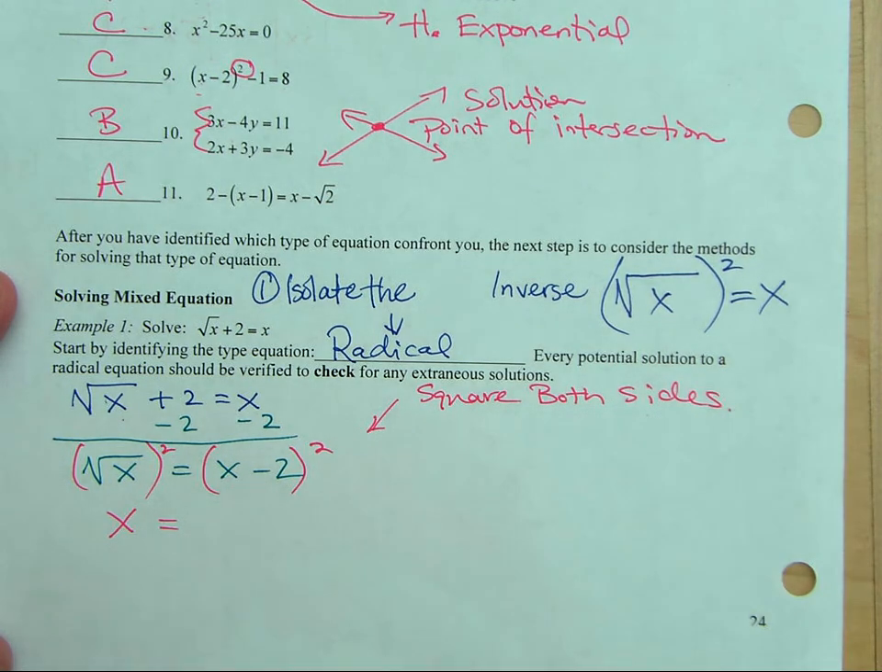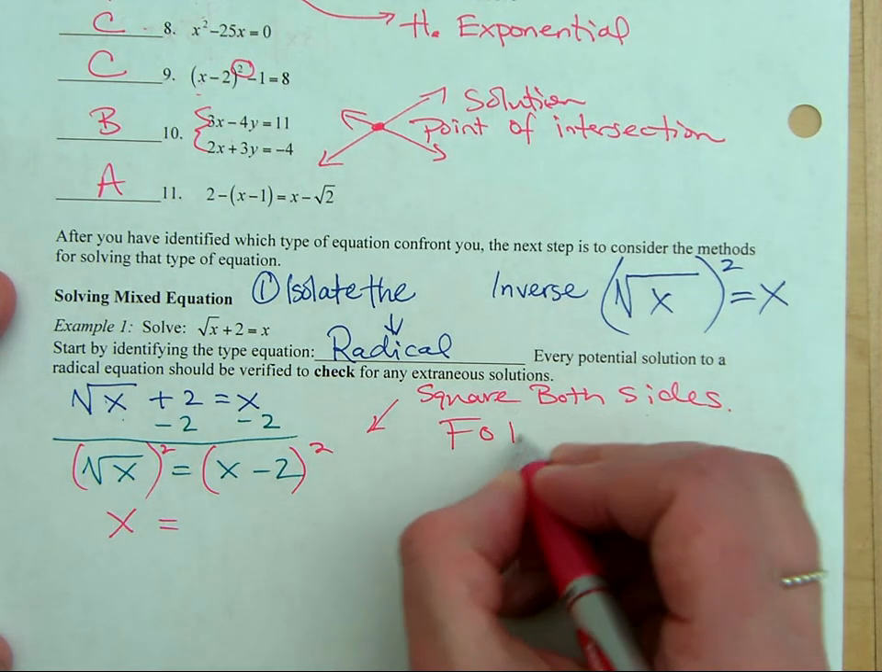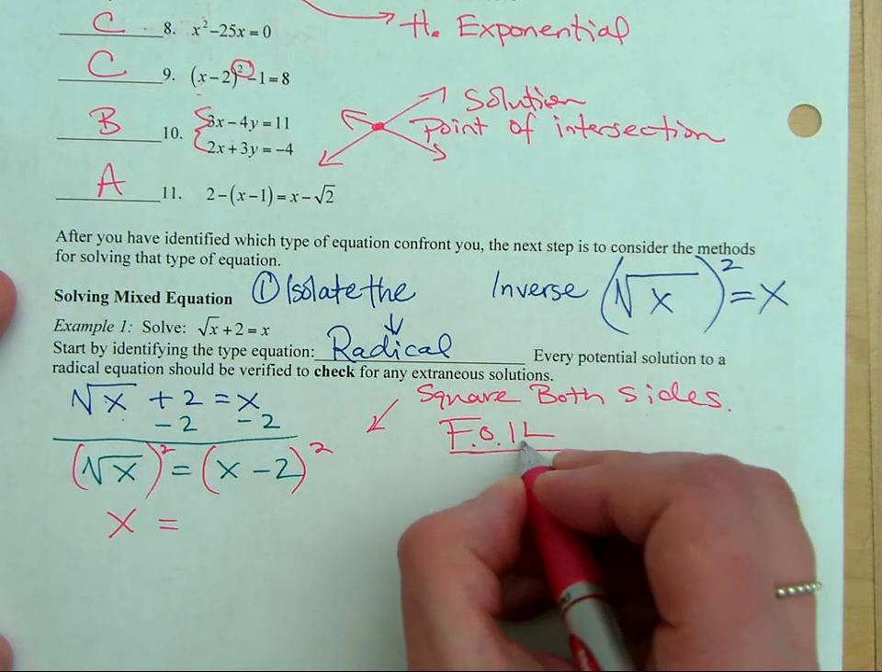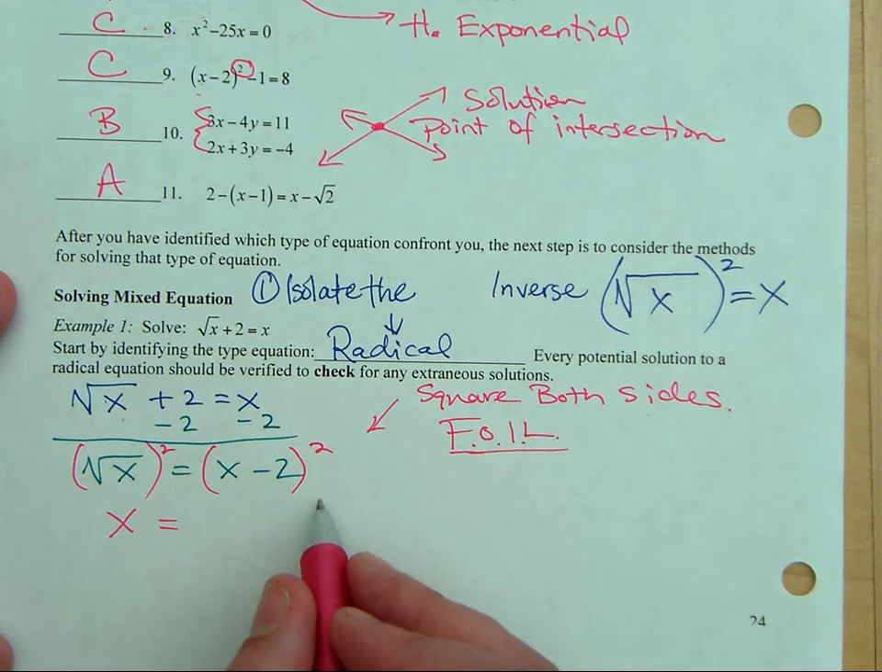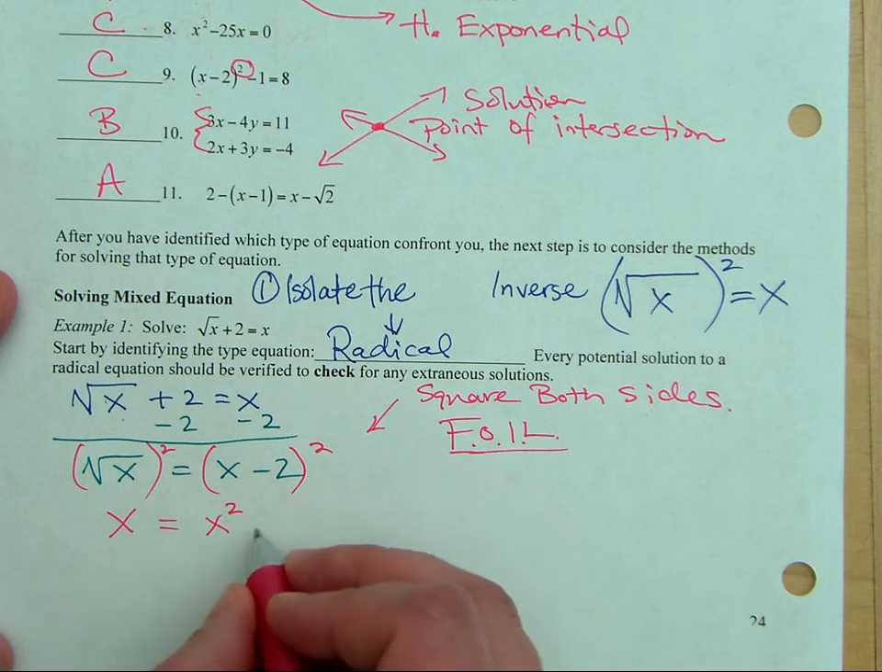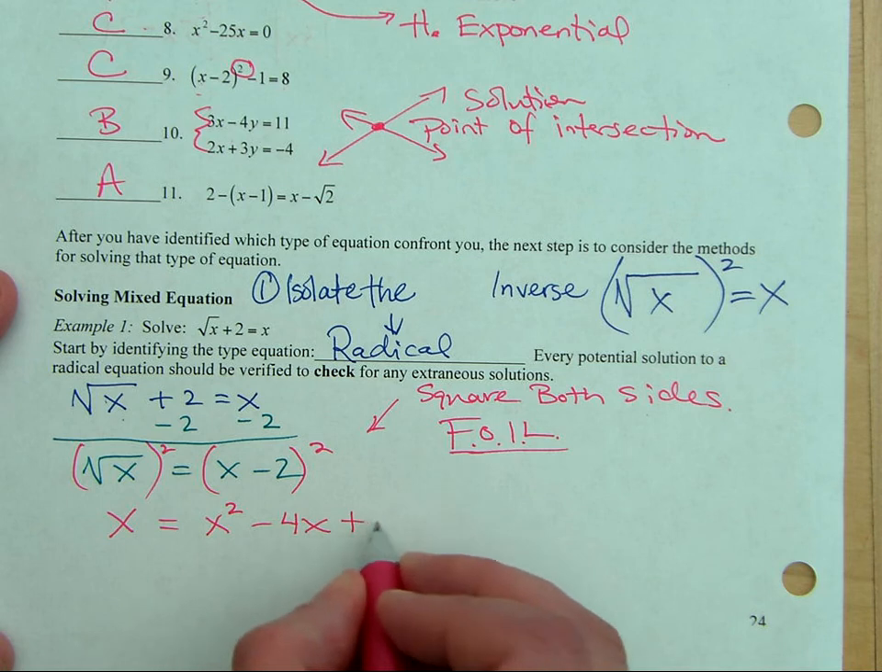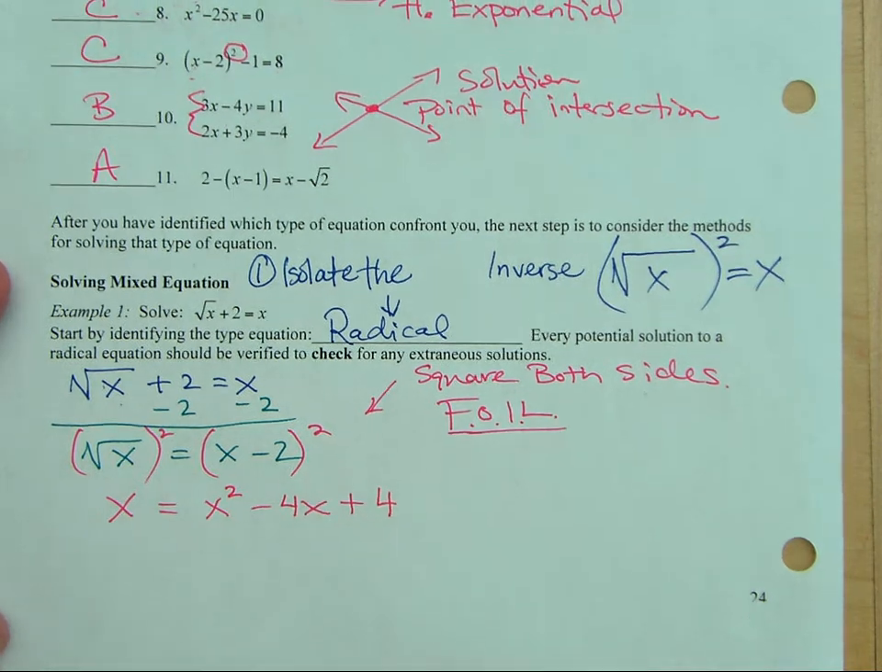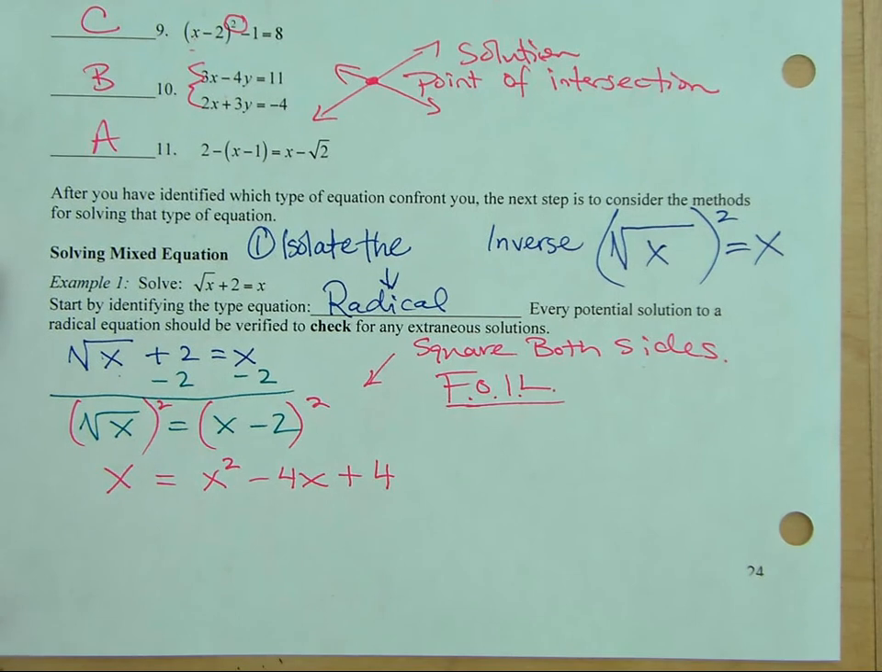What do you have to make sure that you do when you square a binomial? FOIL! Thank you so much for remembering that, because that's one of the biggest mistakes. People will write x squared plus 4. But if you FOIL that out, you get x squared minus 4x plus 4. That's from the FOIL, okay? Now this radical equation turned into a quadratic equation.